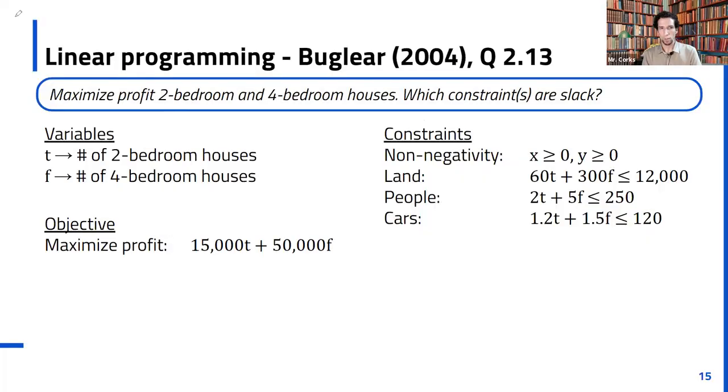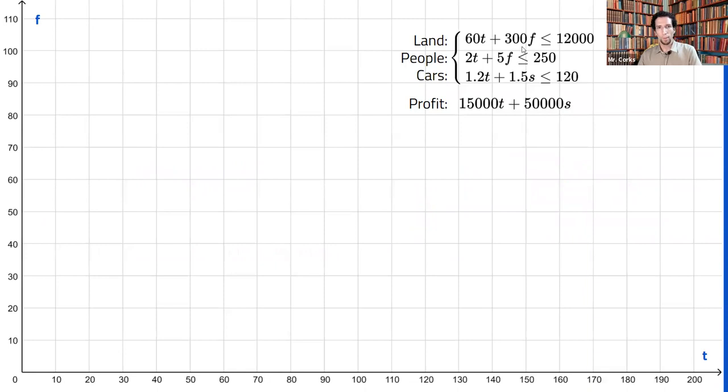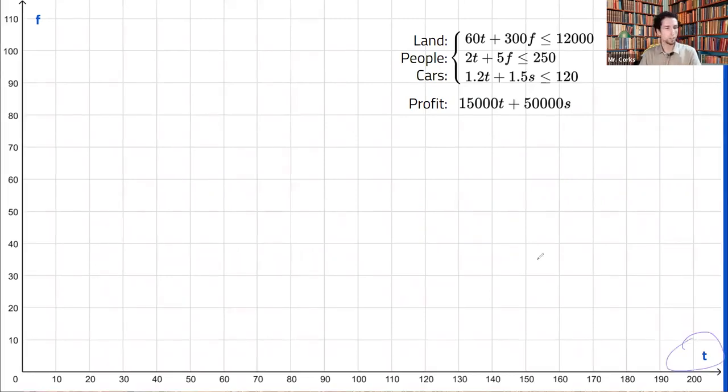All right, so next slide. I have everything here, just written out, same information that you guys gave me. Sorry, non-negativity I wrote as X and Y. That should be T and F, but the rest is T and F here. Okay, so here's a graph, which is very conveniently already made to be the right size that we need. So let's graph these. We have T on the horizontal, like our X value, and F as our vertical axis. So let's figure out what each of these are.